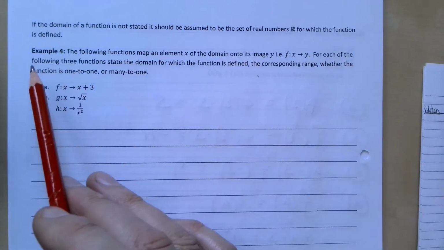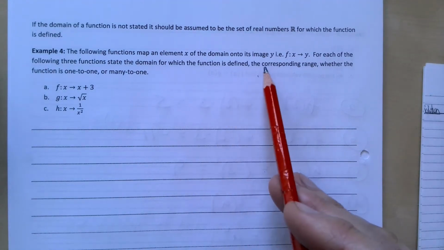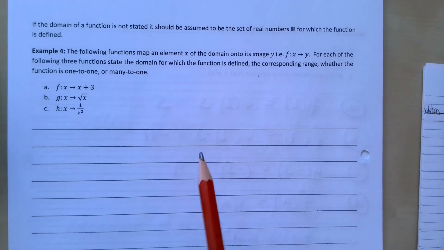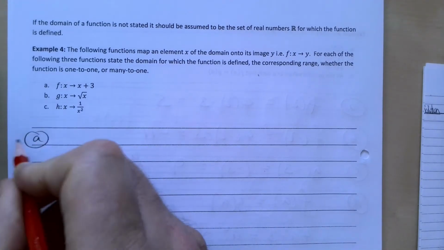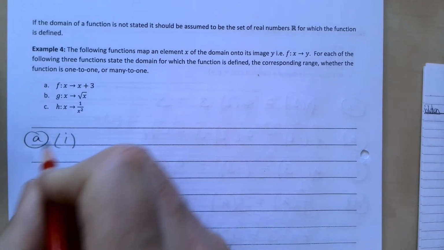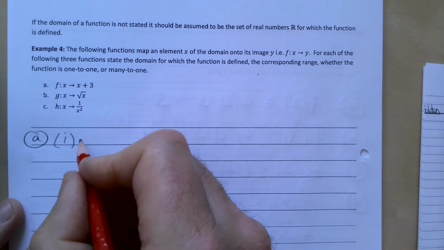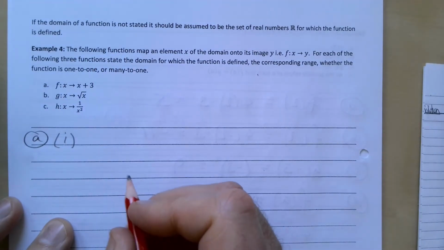So for each of the following three functions, state the domain for which the function is defined, the corresponding range, and whether the function is 1-to-1 or many-to-1. So let's take a wee look at part A, and it's really asking us for three things, so we'll just set them out like that. First of all, it is asking for the domain. It hasn't mentioned here where we are, so we'll assume it's for the real numbers.